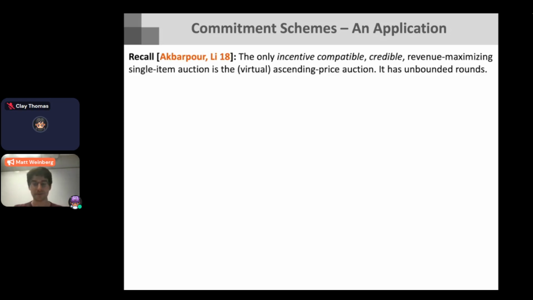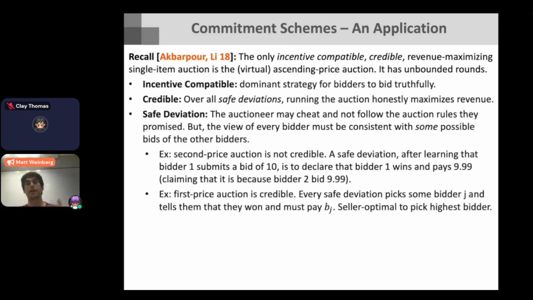of rounds. So let me quickly just go through these terms for those of you who aren't familiar with this result. I'm not going to spend a ton of time fully explaining the result, but I just want to quickly go over the terms. So incentive compatible, hopefully, if you're in mechanism design, you've seen that before. It just means that it's a dominant strategy for the bidders to bid truthfully.